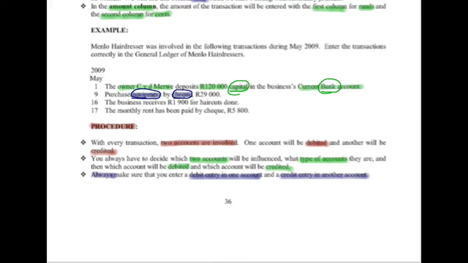The third transaction. The business receives 1,900 for haircuts done. Receives means that I'm adding money onto my bank account, so the receives tells me that bank was used. Haircuts done can be classified as a service that's been presented, so therefore it will go to current income. So my two accounts used are firstly bank and secondly current income.